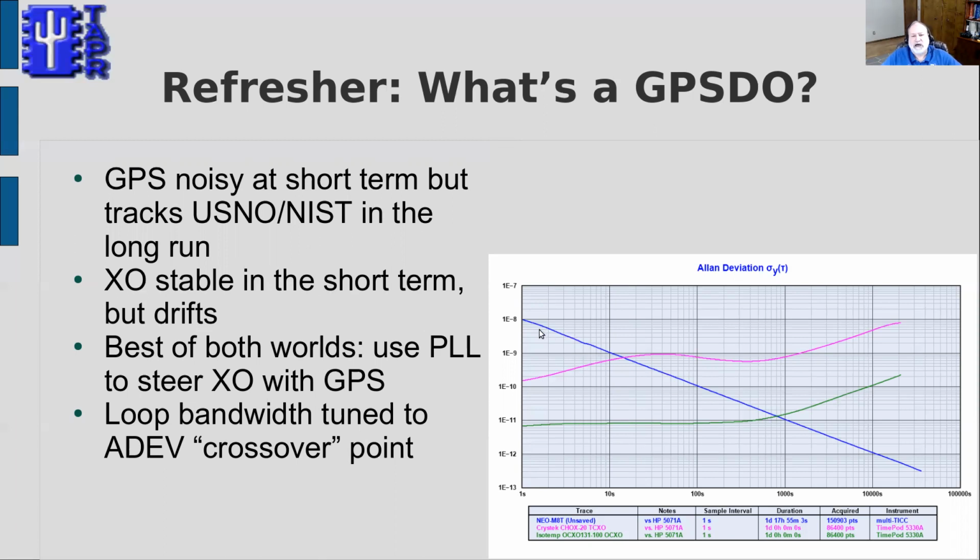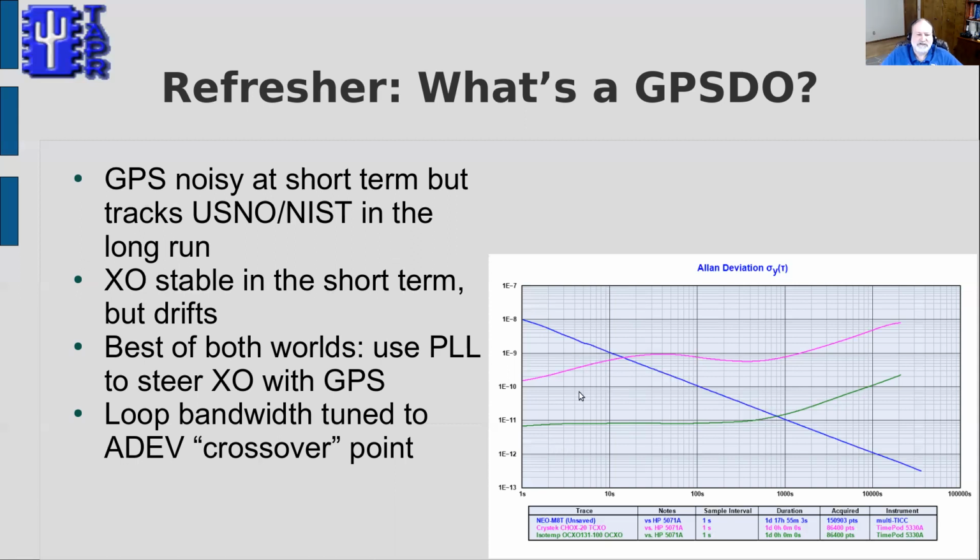As we look at this, the blue line is the pulse per second output from a traditional good quality GPS. The violet line is a temperature compensated crystal oscillator, and the green line is an inexpensive eBay oven oscillator. You can see that the GPS signal just keeps getting better over time. That's because the noise is averaged out and we get closer to the atomic clock performance. Whereas the crystal oscillators both are sort of flat at short term, but then they start to trend upwards as drift and other factors enter in.